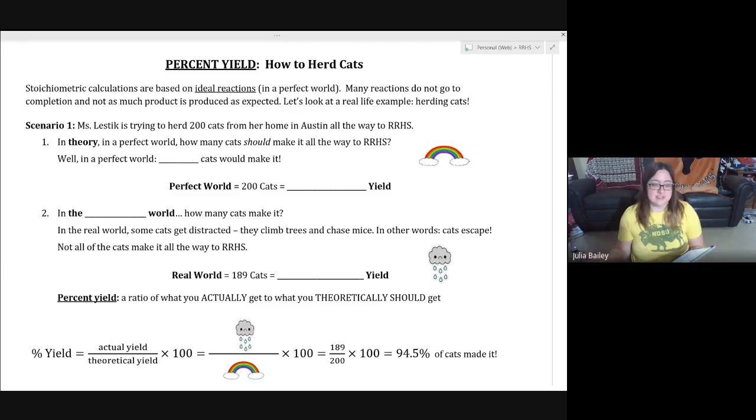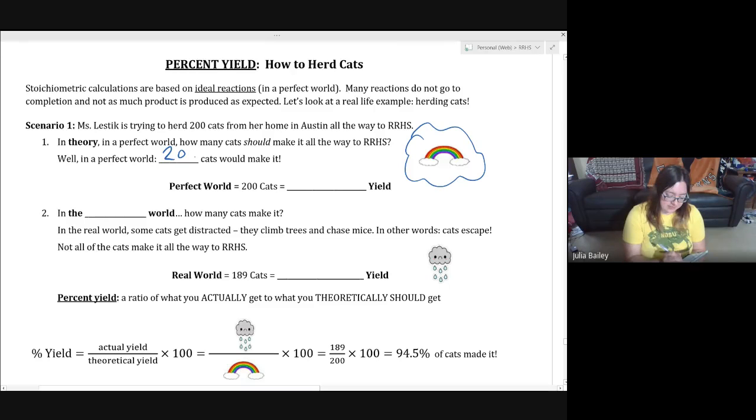Let's say that Miss Lestick, who is another one of the chemistry teachers, is trying to herd 200 cats from her home in Austin all the way up I-35 to Round Rock High School. In theory, in a perfect world, how many cats should make it all the way to Round Rock High School? Well, if it was a perfect sunshine and rainbows kind of world, then all 200 cats would make it. 200 cats is what's called your theoretical yield.